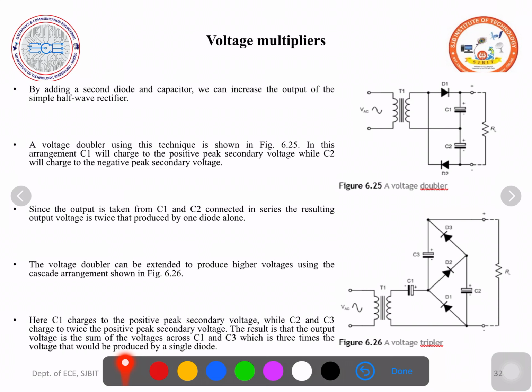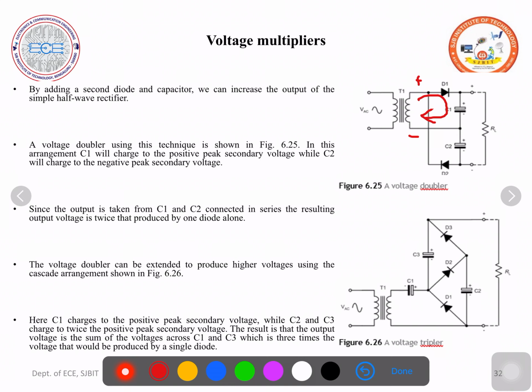Now let us move to the doubler circuit. The circuit is as shown in the diagram. It is almost like a half-wave rectifier, but we have connected 2 extra things: one is the capacitor C2, and the other is the diode D2. C2 and D2 are the extra components that we have connected to get a voltage that is double the half-wave rectifier output voltage. Let us see how this works. During the positive half cycle, this terminal is positive and this terminal is negative. Diode D1 is forward biased, so the current flows through D1 and C1.